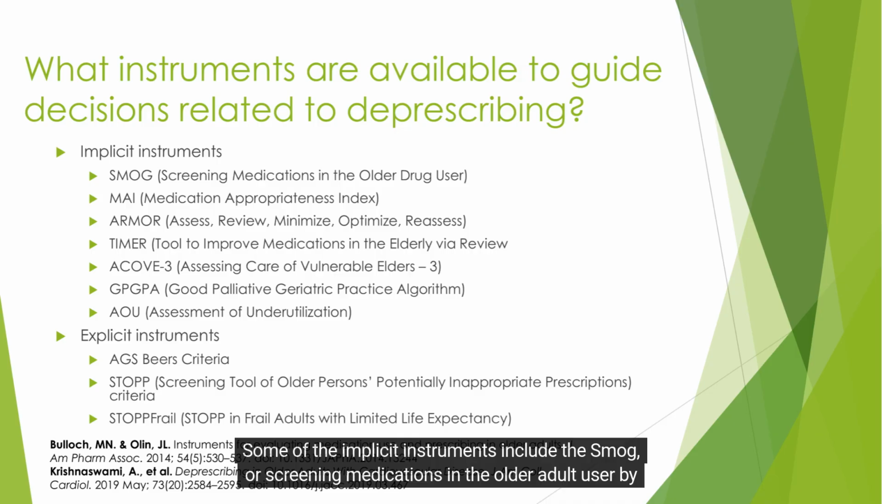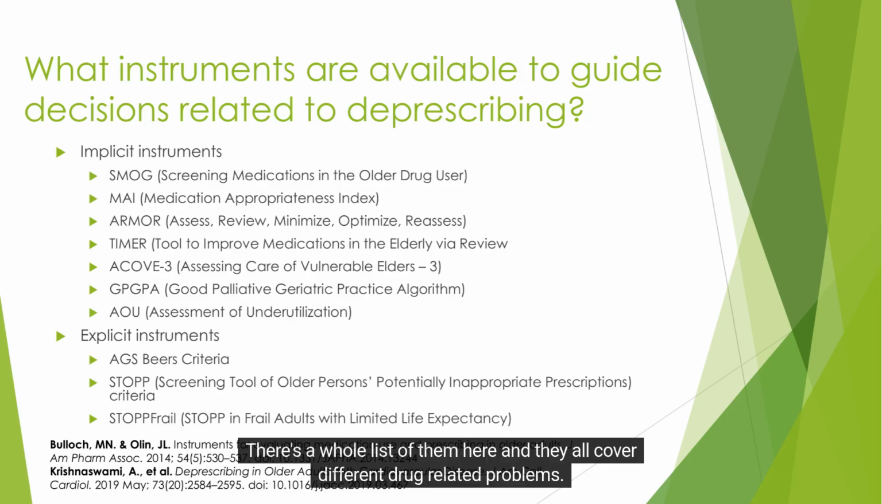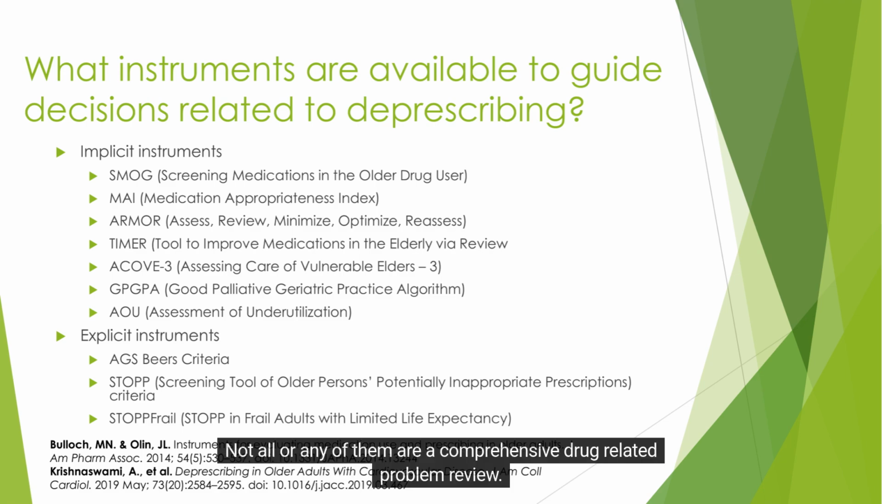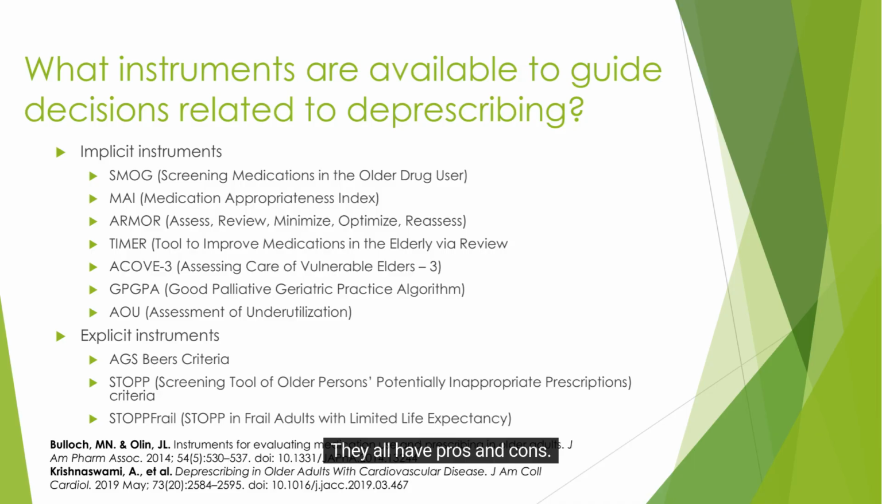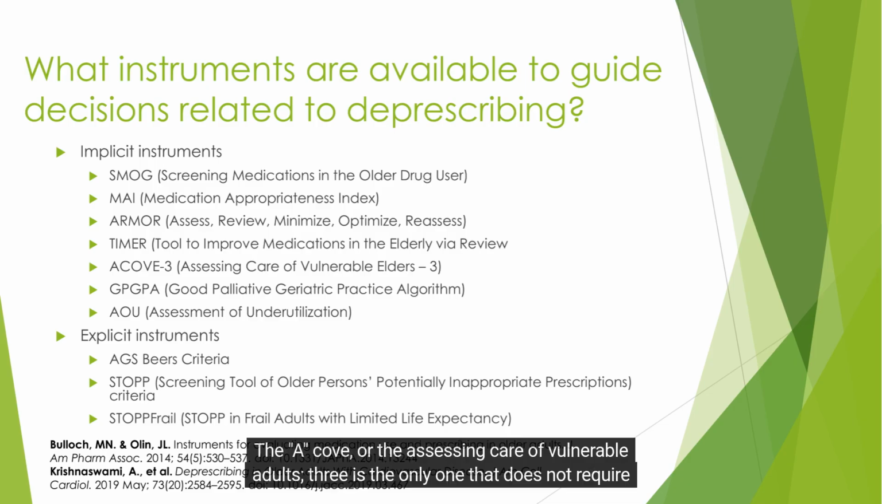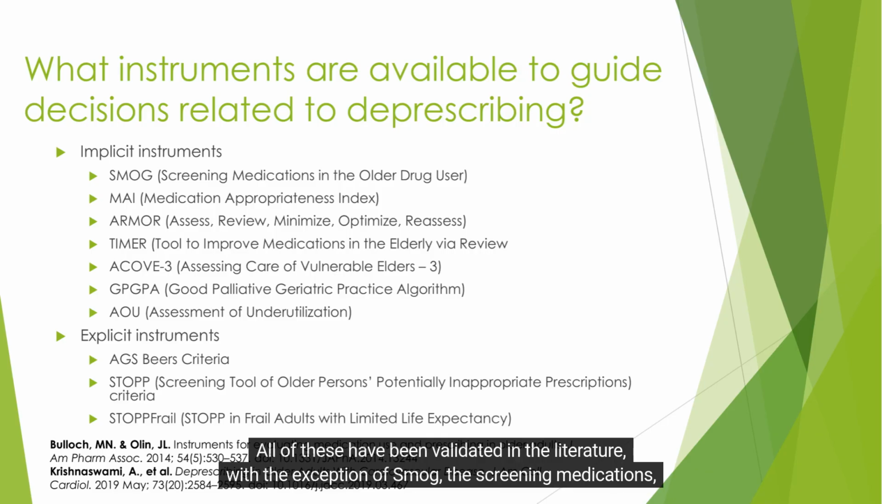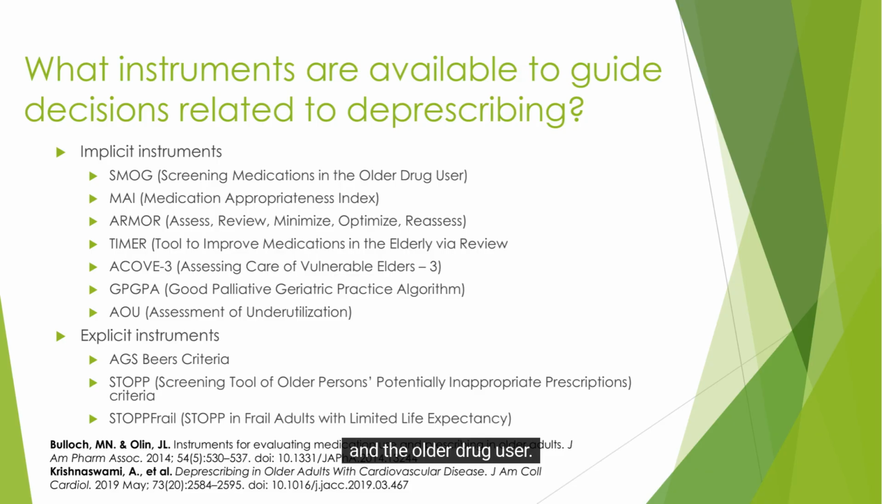Some of the implicit instruments include the SMOG, or Screening Medications in the Older Drug User, and the Medication Appropriateness Index. There's a whole list of them here, and they all cover different drug-related problems. Not all or any of them are a comprehensive drug-related problem review. They all have pros and cons. All of these implicit instruments do require clinical judgment as well. The ACOVE-3, or the Assessing Care of Vulnerable Elders-3, is the only one that does not require as much clinical judgment to administer. All of these have been validated in the literature, with the exception of SMOG, the Screening Medications in the Older Drug User.